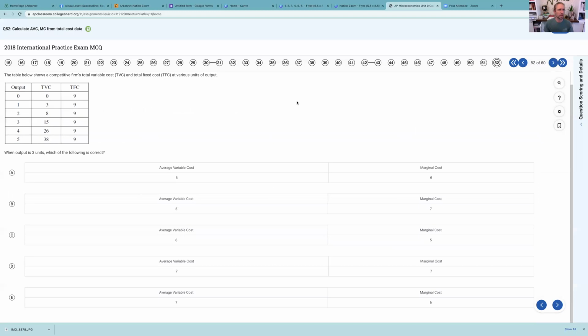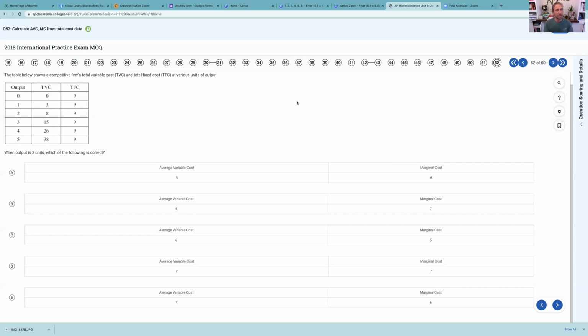52, the table below shows a competitive firm's total variable and total fixed costs. And then if you look at the questions below, it's asking about average variable and marginal. So we're going to have to change to put things on level footing. We can't compare total to average. We have to adjust. So if they're asking, it says output is 3, which of the following is correct?